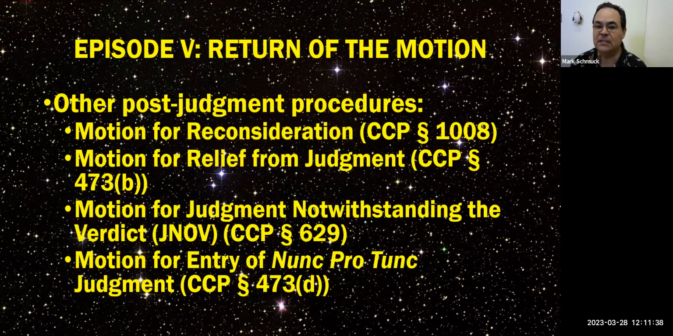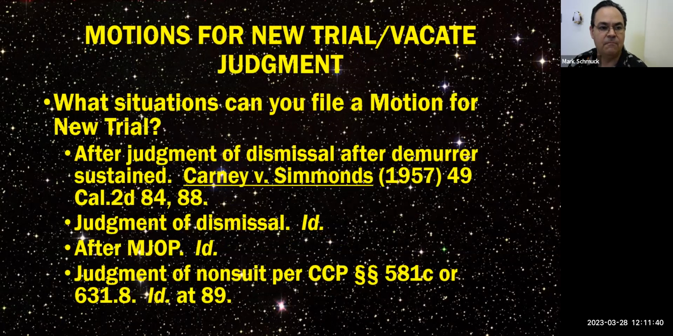Nunc-pro-tunc judgments are used to enter new judgments where there's been a clerical error in the language of the judgment, not a substantive error. So when you talk about motion for a new trial or motion to vacate, when do you use them? Certainly after a judgment or dismissal after a demurrer is sustained. You can use them for a judgment of dismissal, any kind of judgment of dismissal, anything that results in the entry of a final judgment.